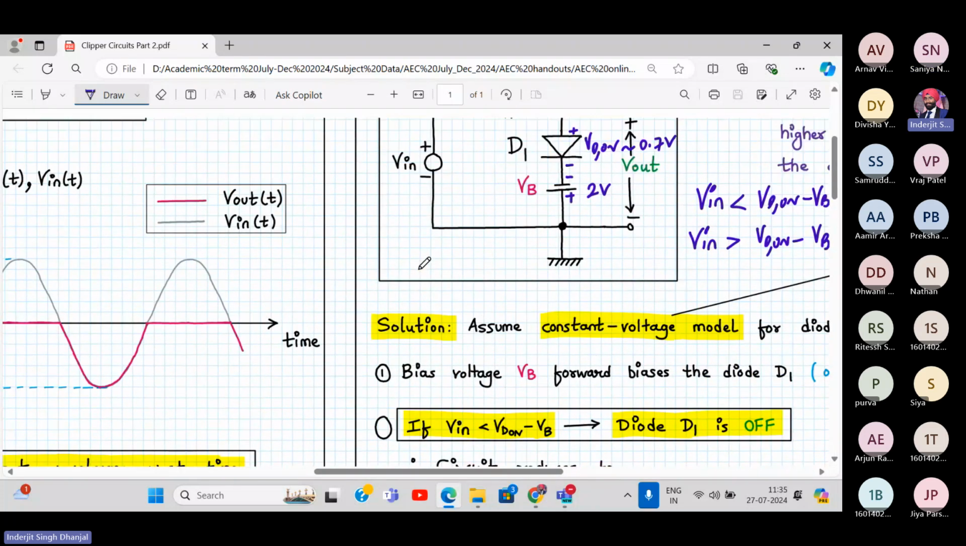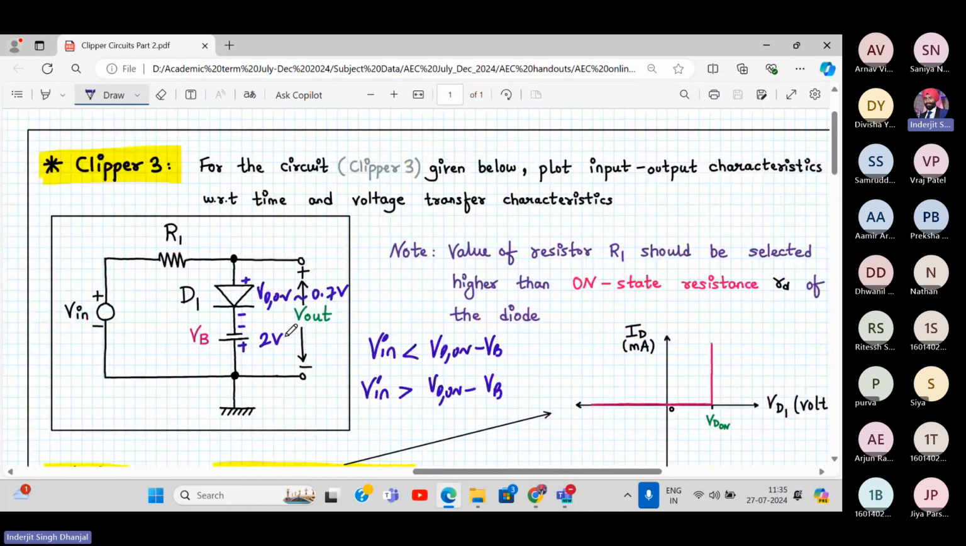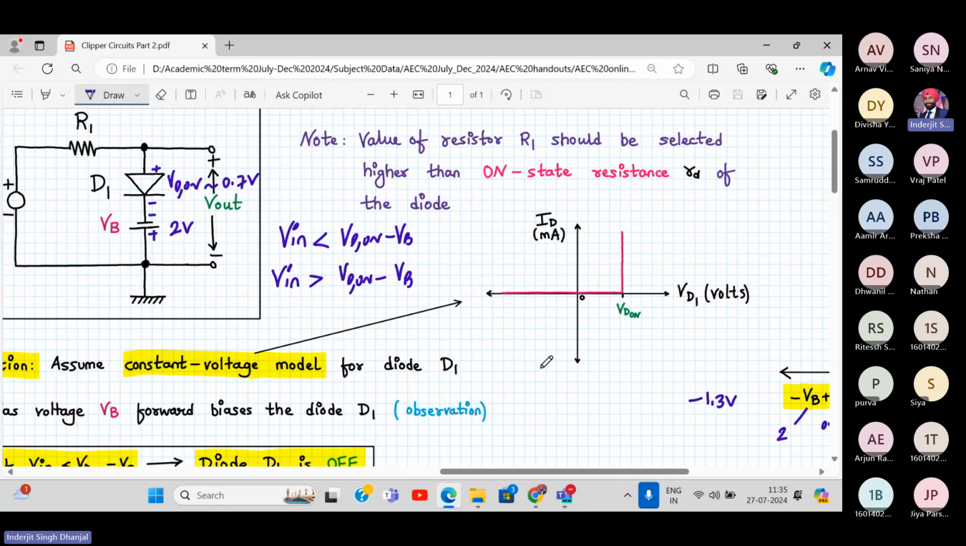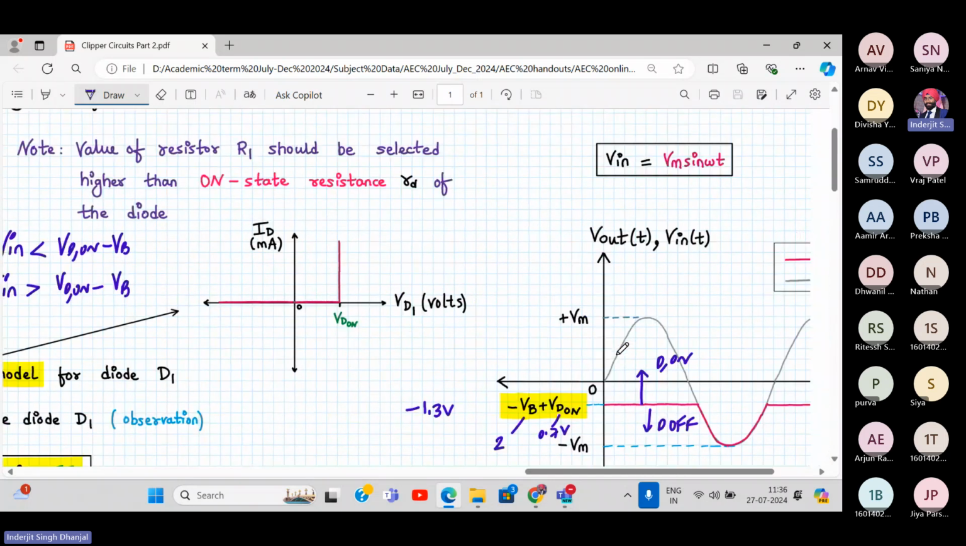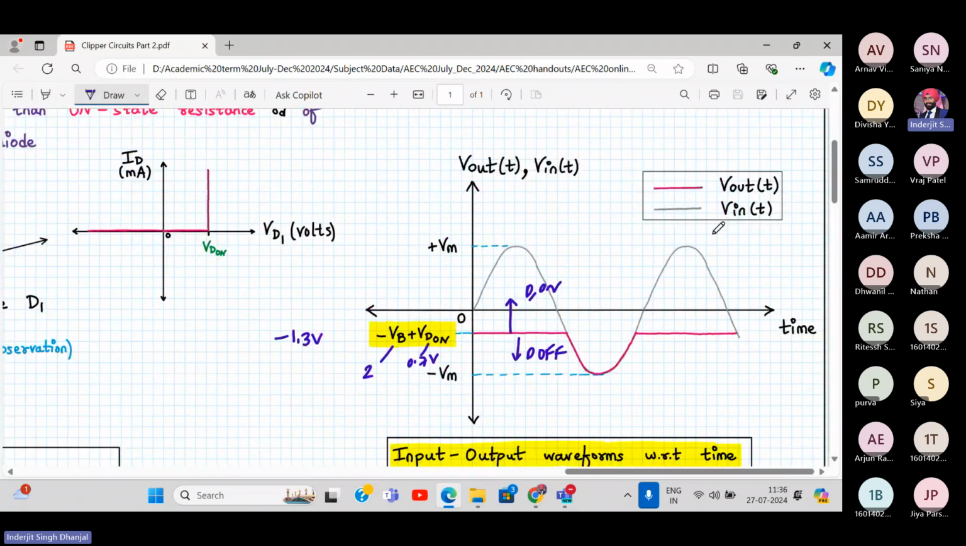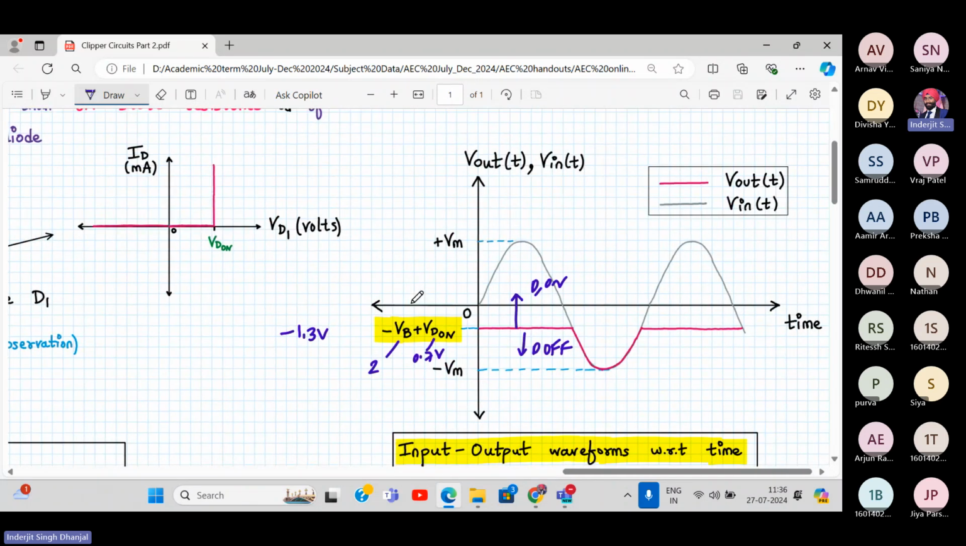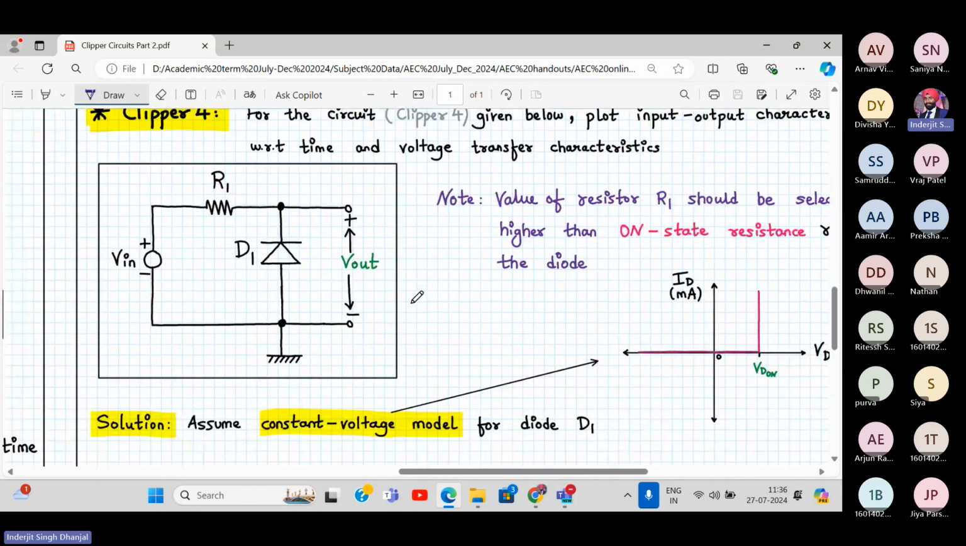Okay, what is the name of this clipper? It's a parallel clipper, a biased parallel clipper. Is it a positive or a negative clipper? It's a biased parallel positive clipper, because it is clipping the entire positive half cycle. So it's a biased positive parallel clipper. All right, now we'll go to the other variety.